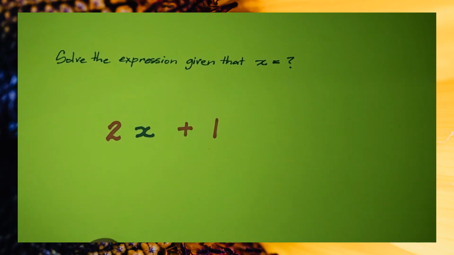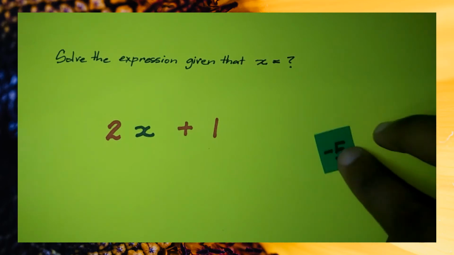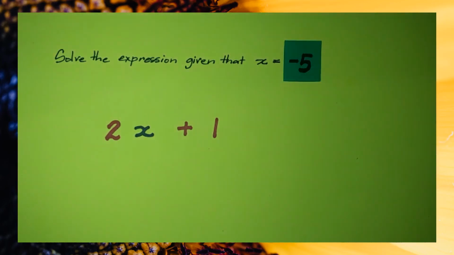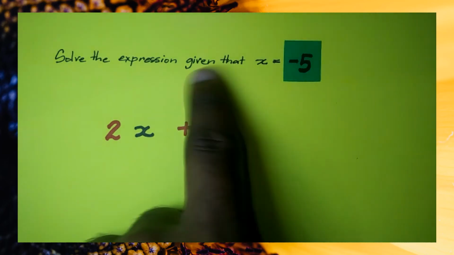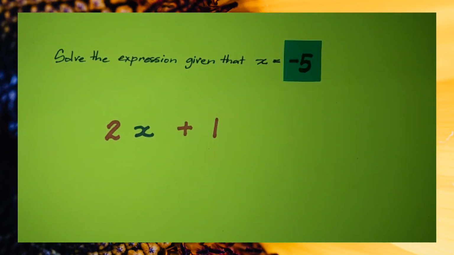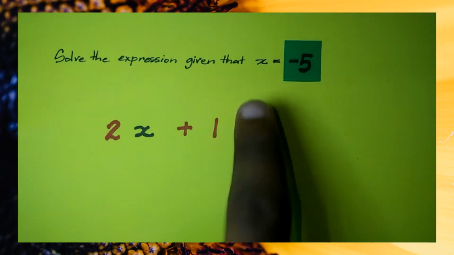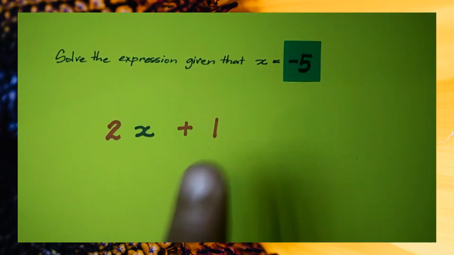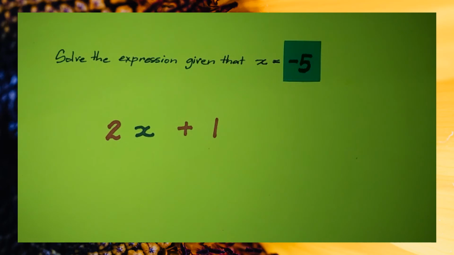Alright, so here we have a question. And it says, solve the expression given that x is equal to some value. And the expression that we have is 2x plus 1. x was supposed to be negative 5. And the word given that just means suppose or if. So if the value of x was negative 5, what would this be?